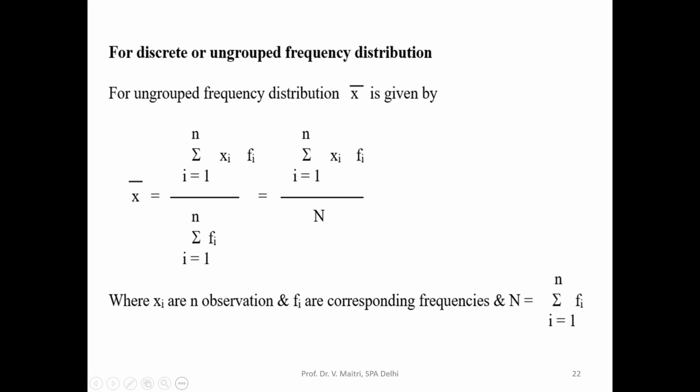So for ungrouped frequency distribution, X bar is given by sum of Xi Fi divided by sum of Fi, where Fi is nothing but the frequency corresponding to each observation Xi. So for each observation Xi, its corresponding frequency is Fi, and the sum of frequency is known as capital N. So by this formula we can compute.